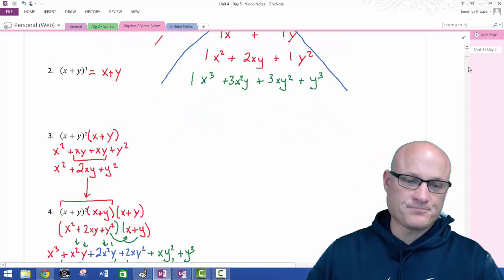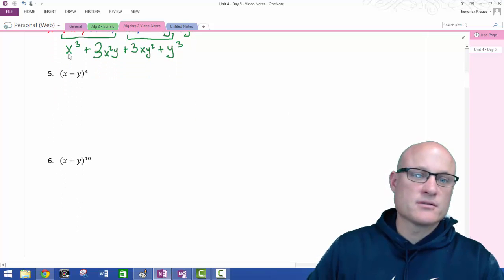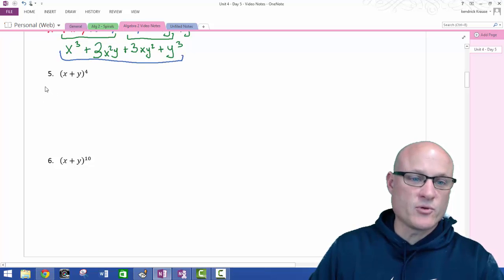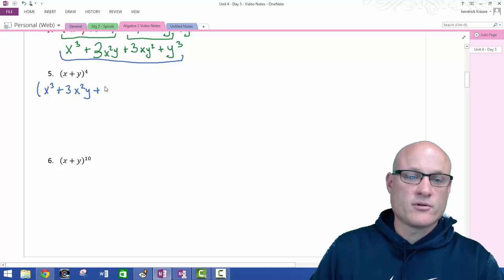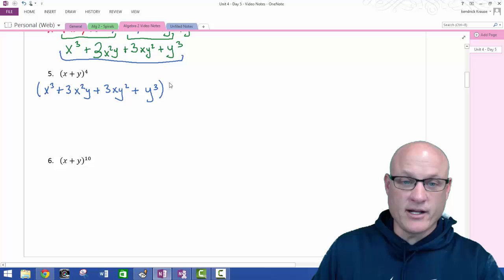I'm going to do this again. And I already know what cubed is. Now we're going to do it to the 4th power. So x cubed plus 3x squared y plus 3xy squared plus y cubed. Now that's x plus y cubed. And then we have to multiply again times x plus y.